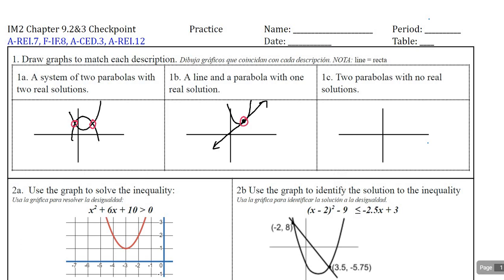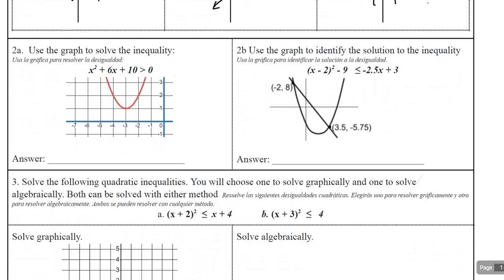1c says two parabolas with no real solutions. Okie dokie. Here's my first parabola. Here's my second. Since they never cross, they have no solutions. Moving on to number 2.